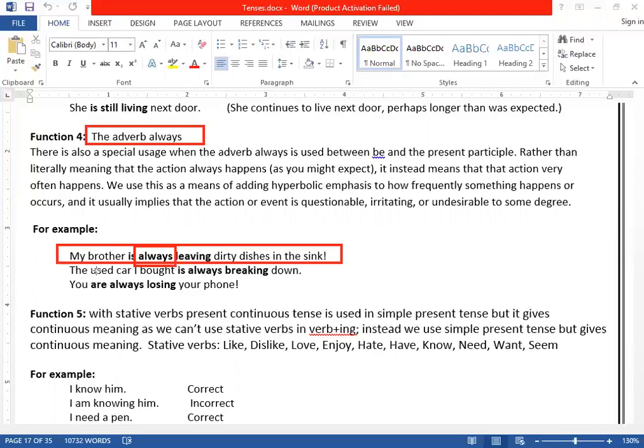For example, the used car I bought is always breaking down. Is always breaking down. So it's a sort of irritating, a sort of annoying thing. For example, you're always losing your phone. You're always losing your phone. Clear? So for that purpose, we use the adverb always.